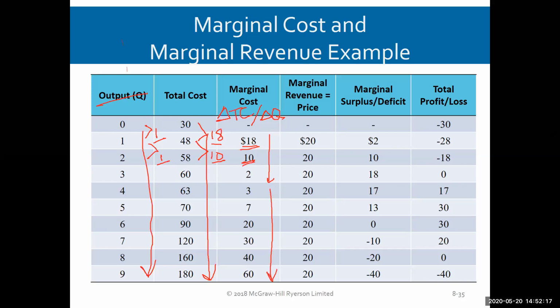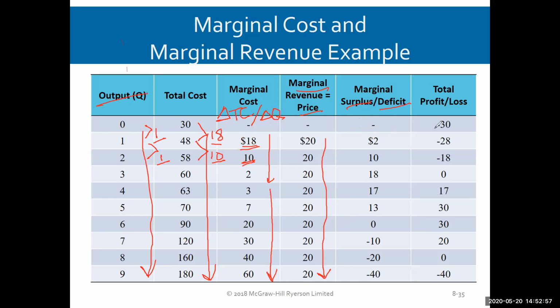So let's look at marginal revenue. And we determine that marginal revenue is price. Well, we know the price is 20. So the marginal revenue is 20. No matter how many units we sell, we get $20 for every incremental unit we sell. Marginal revenue stays the same, but marginal cost changes. So now we have to decide, what's the marginal surplus or deficit? What the heck is that? And really what we're trying to do is say, if we produce and sell one more unit, do we make a profit or loss on that unit?